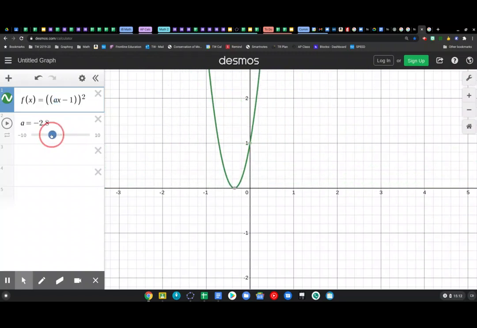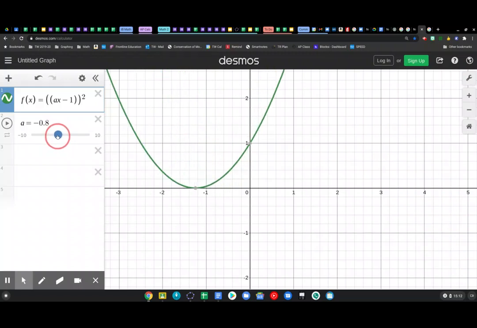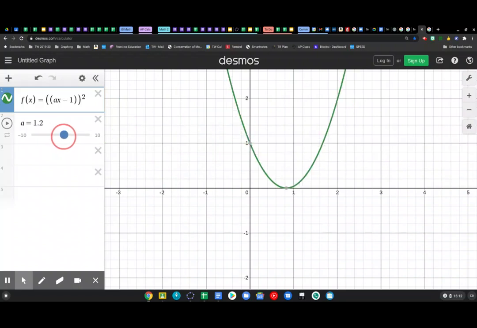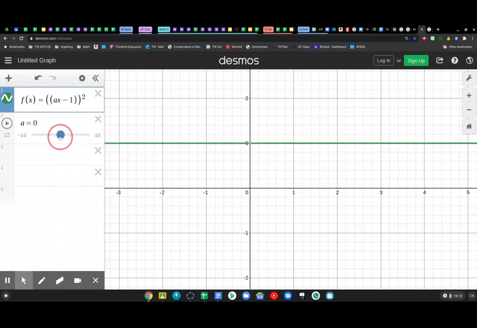Right? And let me stop this for a second. As numbers get smaller, it's stretching it out horizontally. And then as it changes from negative to positive, it flips to the other side. So it really is flipping over the y-axis. Hopefully that makes some sense.